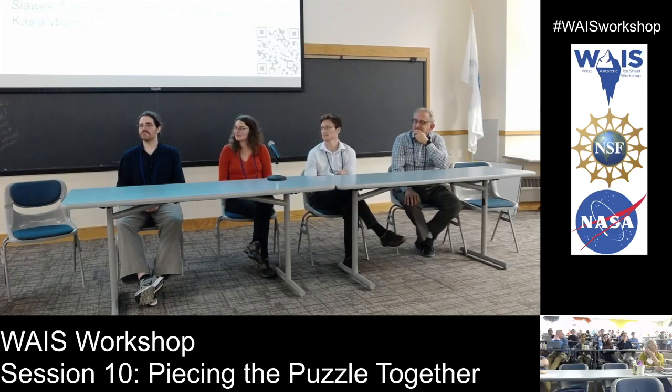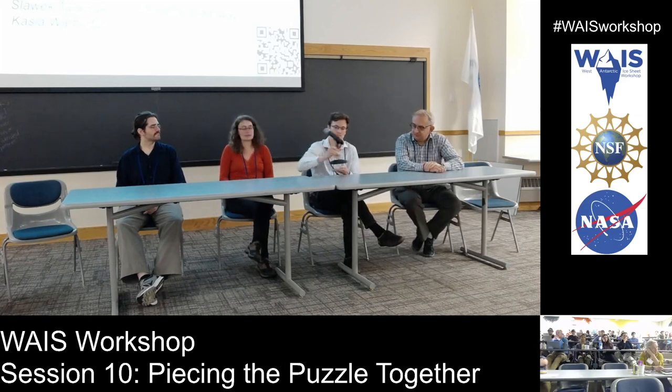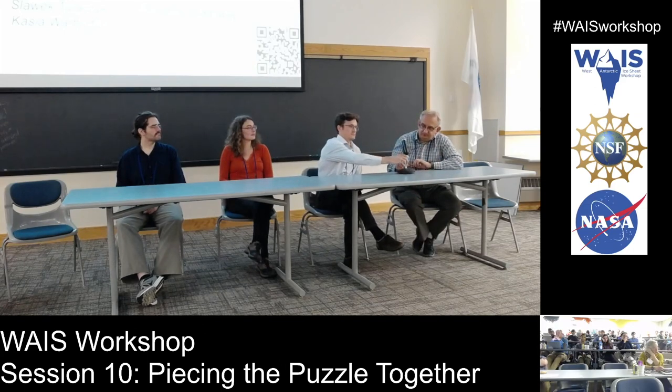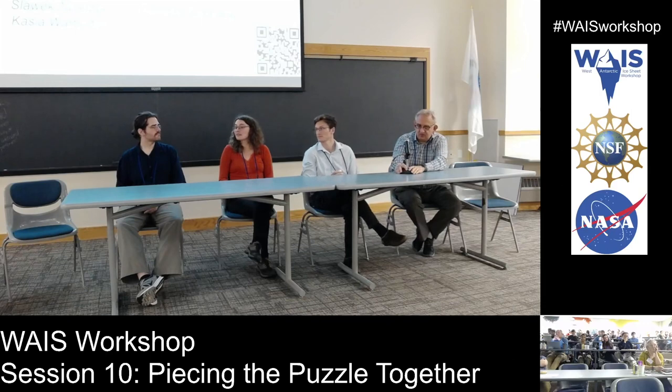I have a question for Slawek. We've been talking about retreat and re-advance quite a bit. Do you have a sense that there are precipitate records that could give us insight into that fine-scale grounding line retreat? You mean the timing of it or the spatial extent? Either one. The timing, for sure.